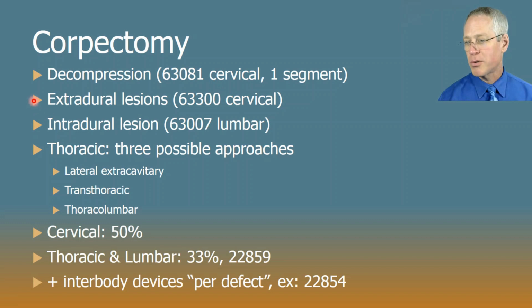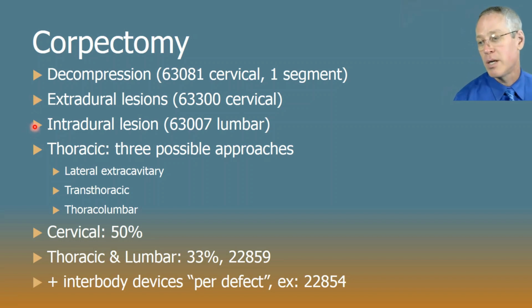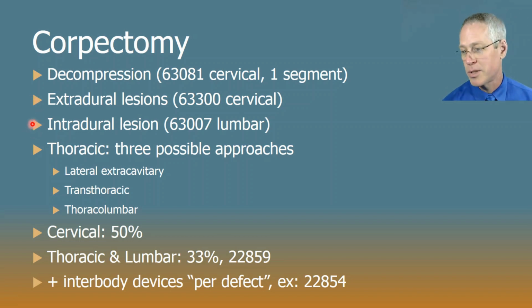If done for extradural lesions, so that would be coming in through the front of the patient's body, removing a vertebral body, taking out an extradural, or in this case, intradural lesion in the cervical or lumbar. These are just examples, approaches. And in thoracic, there is actually the addition of the lateral extracavitary, which is, in effect, like an XLIF to the lumbar body.